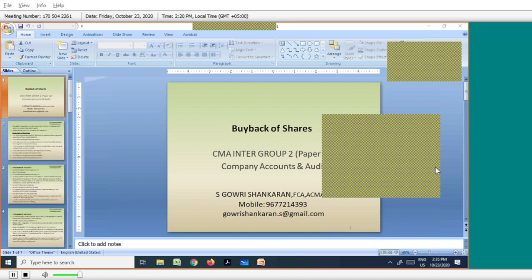Okay? I already explained what buyback is. It is nothing but buying back my own company shares. I will pay my shareholders, they will exit out of the company, and my share capital is also reduced. This is the meaning of buyback. How to do it? We have to refer to the legal compliances. And how to account, we have to refer to the accounting treatment.